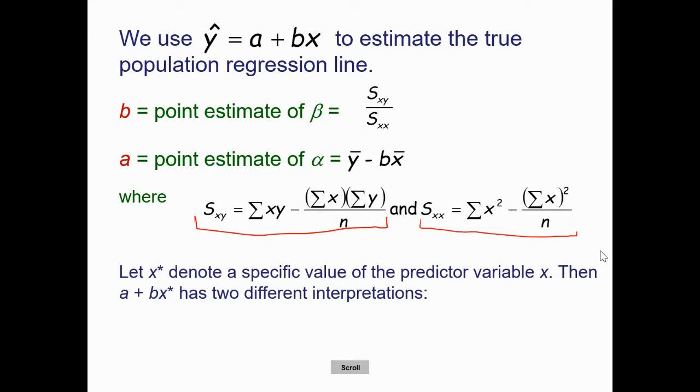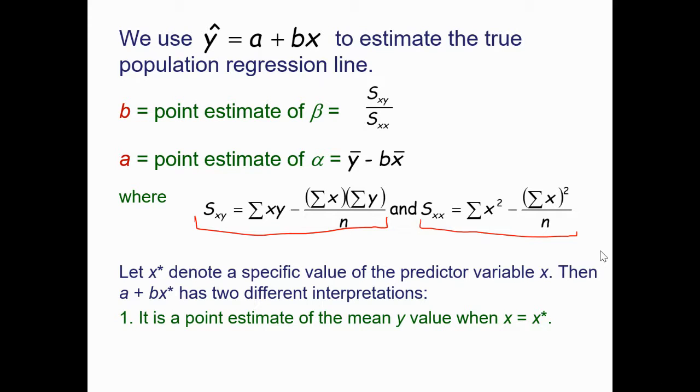And if we let x star denote a specific value of the predictor variable x, in other words, we're just picking an x. Let's say we have this line and we pick a random x. Then when we plug that in the regression line and we say, oh, well, y equals whatever the model tells us. This can be interpreted two ways. The first way is that it's a point estimate of the average y value when you're at that x.